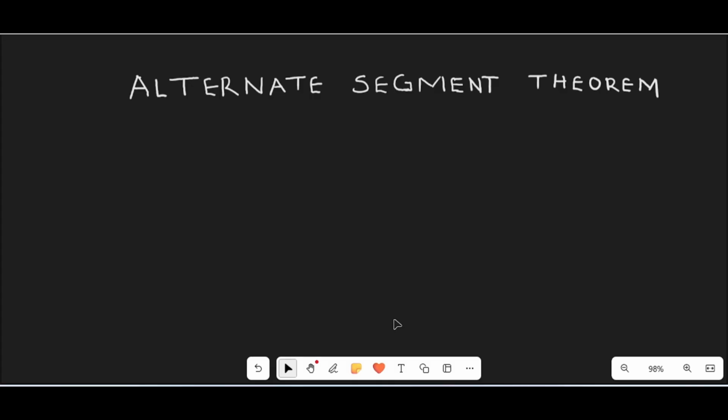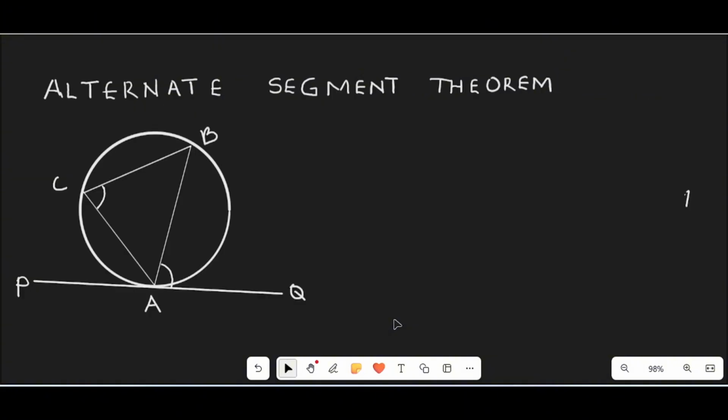Today we are exploring one of the most fascinating circle theorems, the alternate segment theorem, also known as the tangent chord property. By the end of this lesson, you will understand why this theorem works and how to use it easily in geometry questions. The alternate segment theorem states that the angle between a tangent and a chord at the point of contact is equal to the angle in the alternate segment of the circle.